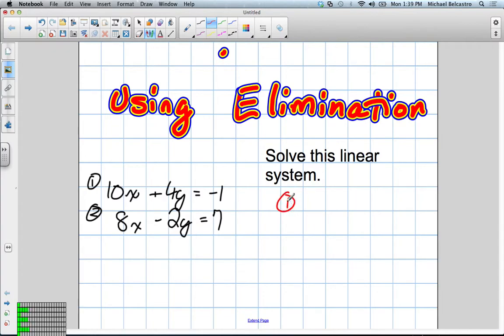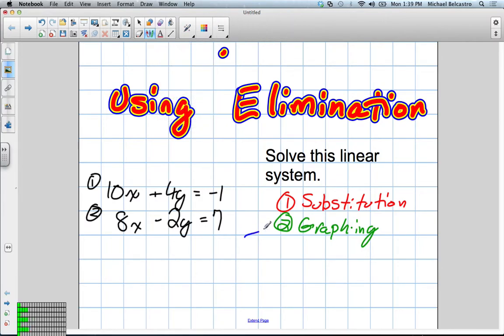What's the first one, Callum? I'd say substitution. Substitution, good. And there's still another we've learned. Michael. Graphing? That's right. Graphing. Okay. So probably the very first method we went through was the graphing. This last one we've done is substitution. And today we're going to go through elimination. You can use any of these three methods to solve this. You do need to know all three for your test coming up.